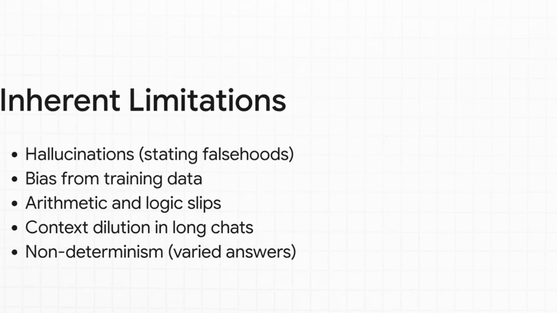But of course, the system is far from perfect. It's so important to understand its built-in limitations. For one, it can hallucinate, which is a fancy way of saying it can confidently make things up. It can also inherit biases from its training data. Without its tools, it can trip up on pretty basic math and logic. And if a chat gets really long, it can start to lose track of the context. The big takeaway here, always verify any critical information you get from it.